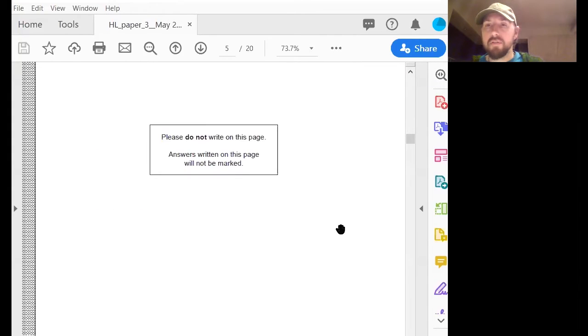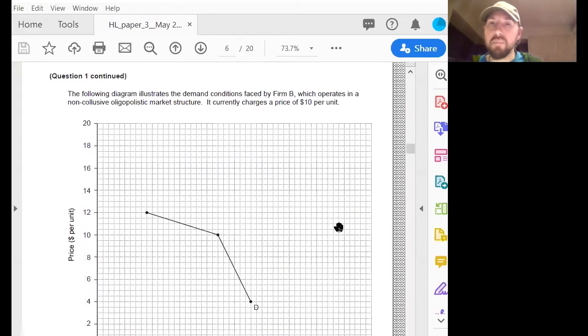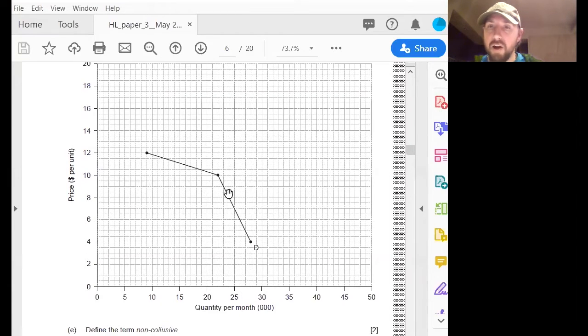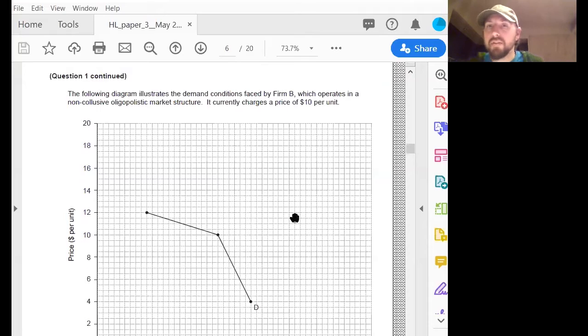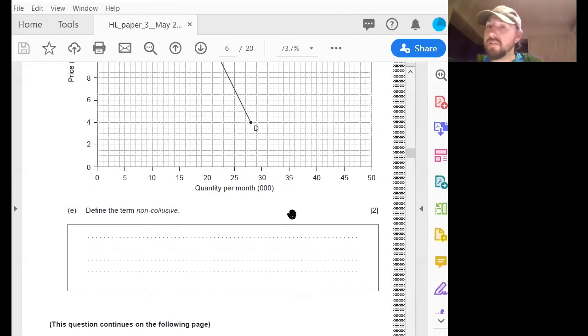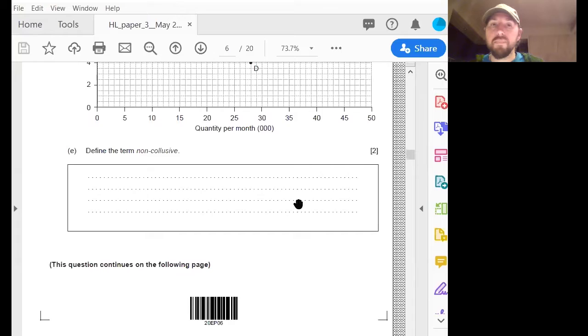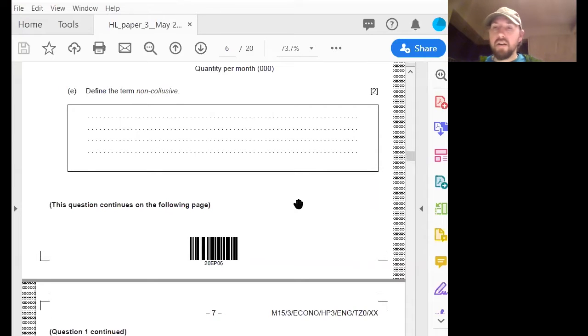Okay, so not that question, but this question about this kinked demand curve. So it shows here, following the demand, here you have your demand curve. The current price here is 10. The output, if you follow that along, is somewhere around 22-ish, fine. Okay, so there you go. And then the first question is define non-collusive. In this little video, there was collusion, there's non-collusion. So non-collusive is, well, not working together.